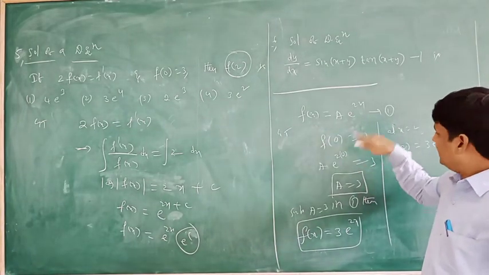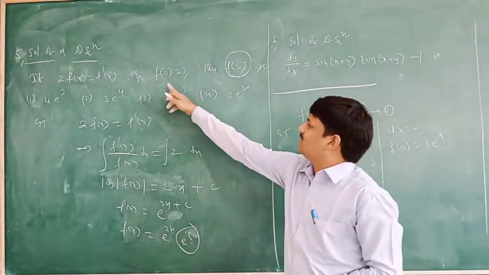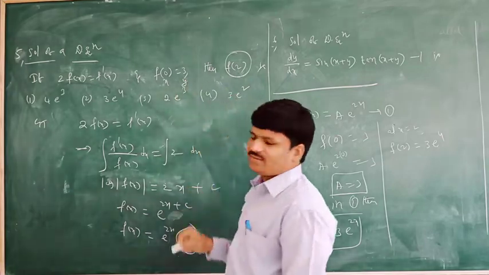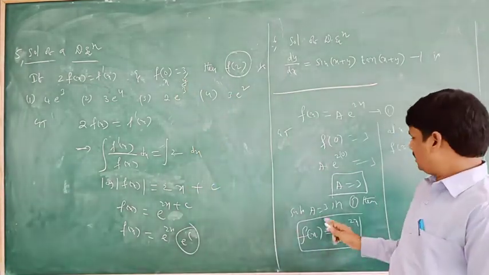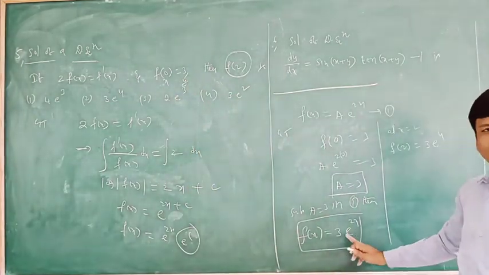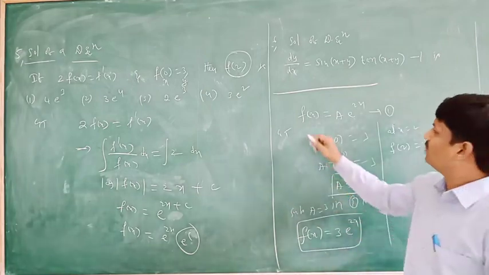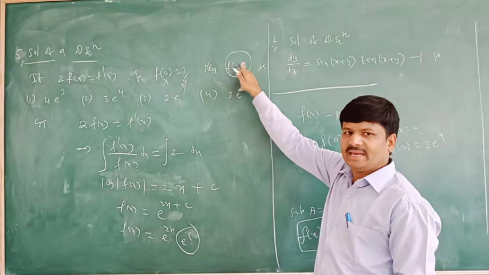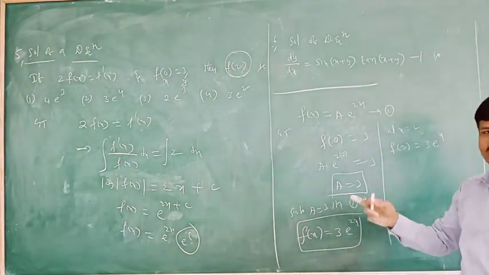Okay, so what is given here? f of 0 is equal to 3 is given. The x value and y value are given. If you substitute them, then you will get the particular solution. Once I got the particular solution, he is asking one more value, f of 2. f of 2 means f of x at x equal to 2.